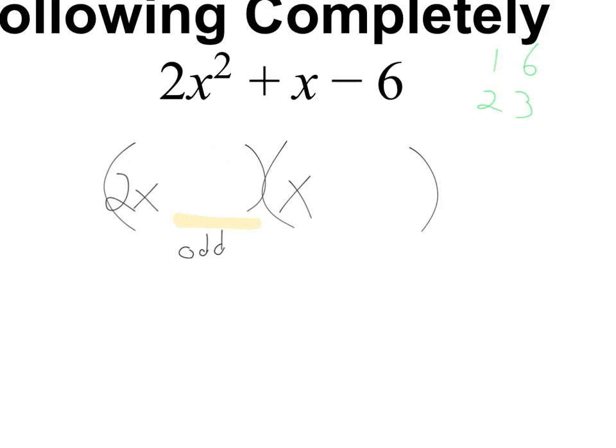So it's got to be the 2 and the 3. The 2's not allowed to go here. That would create a GCF. So the 2 has to go here, which means the 3 would go here. So a 3 and a 2. And now I just need to figure out which one's positive, which one's negative.